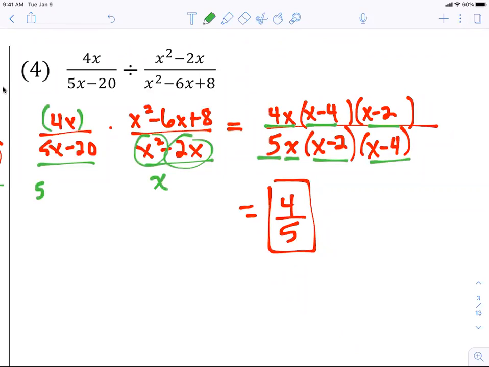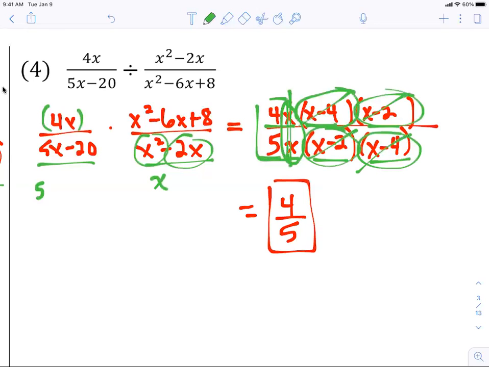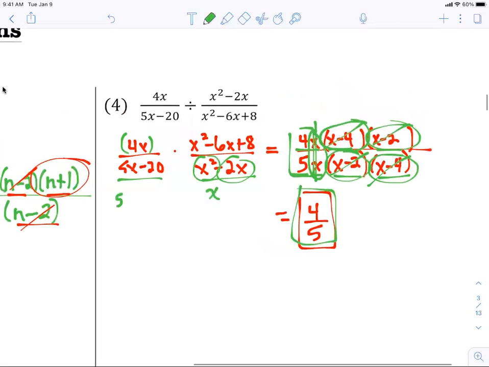So the factoring part is not meant to be anything crazy. You just have to really be careful of signs. Because once we do that, you're going to see that a lot of things cancel. X divided by x, that cancels out. X minus 4 with this x minus 4 cancels out. X minus 2 divided by x minus 2 cancels out. And 4 over 5 doesn't simplify anymore, which leaves us with our final answer.